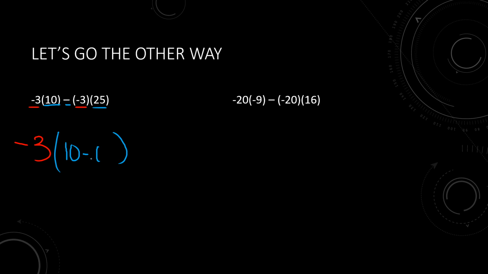10 minus 25. Our next one here, I see -20s. -20 is my common factor, so I'm going to take that outside of my parentheses. Everything else is going to get written inside. So -9 minus 16. And remember, we're not solving these, we're just determining what this could look like as a distribution problem.